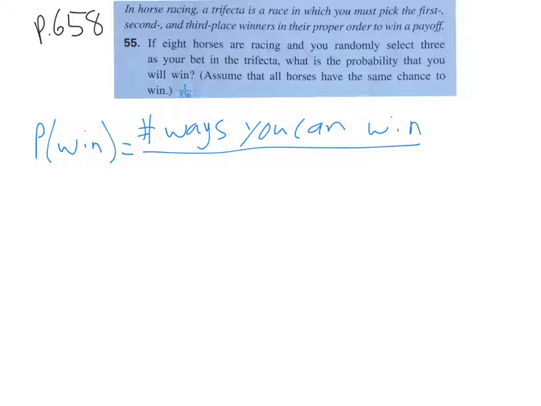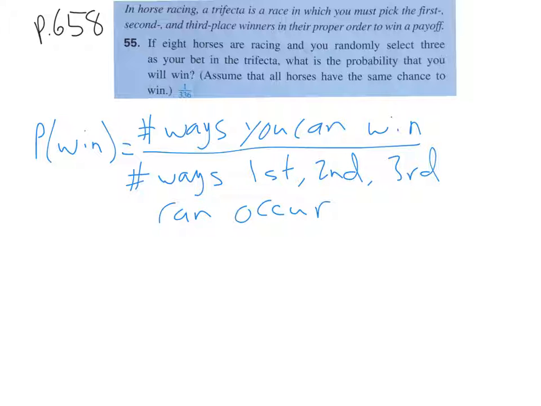Divided by the number of ways first, second, and third can occur. Now, these are kind of tricky events here. The top one's tricky because it's so easy. The number of ways you can win is 1, unfortunately.